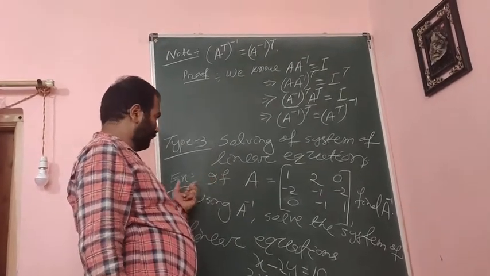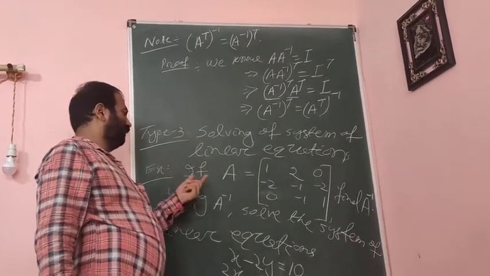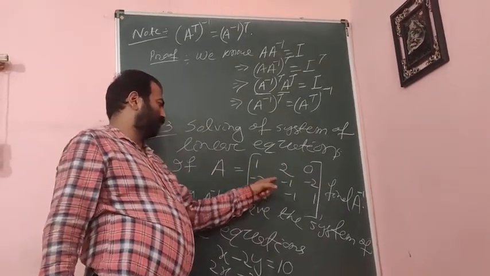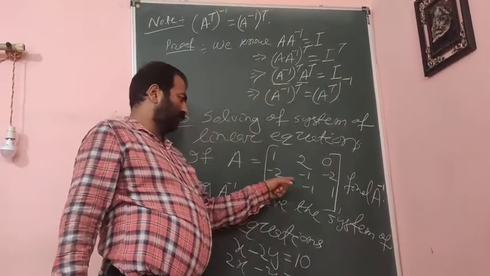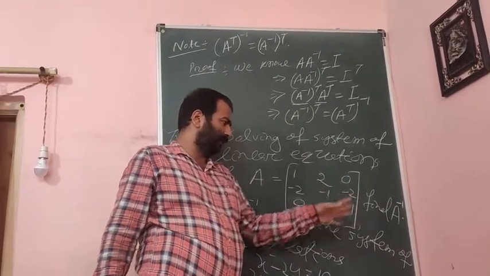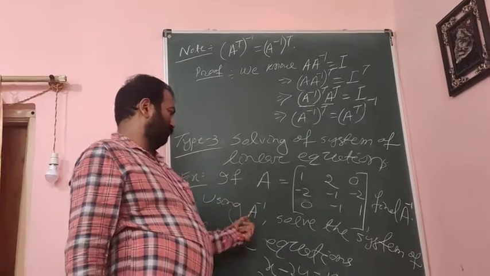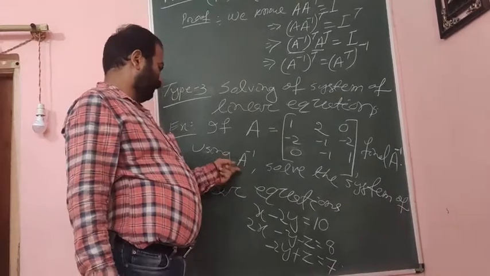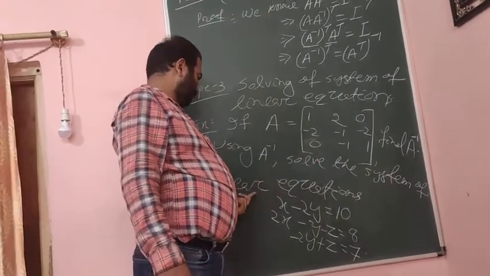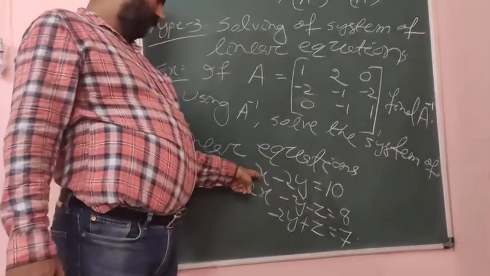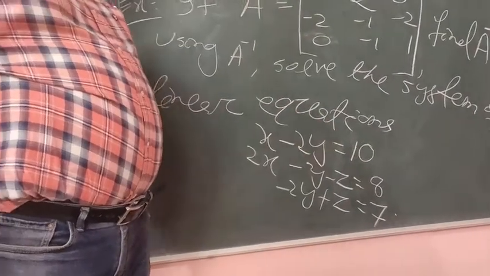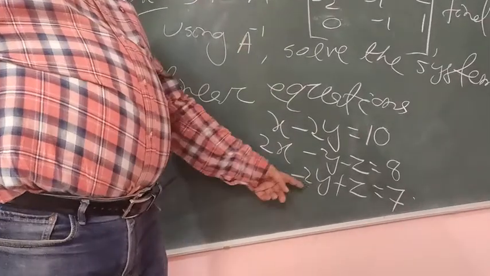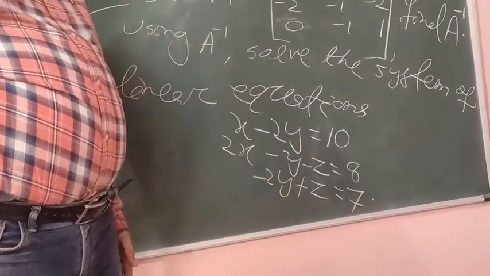Here you see the question, type 3 question. If matrix A is 1, 2, 0; minus 2, minus 1, minus 2; 0, minus 1, 1, find A inverse. So first you have to find the A inverse. The question is, using A inverse, solve the system of linear equations. What are those? x minus 2y equal to 10, 2x minus y minus z equal to 8, minus 2y plus z equal to 7.